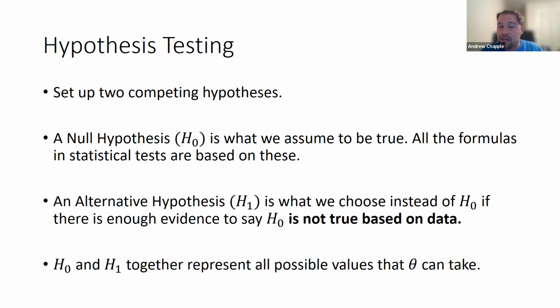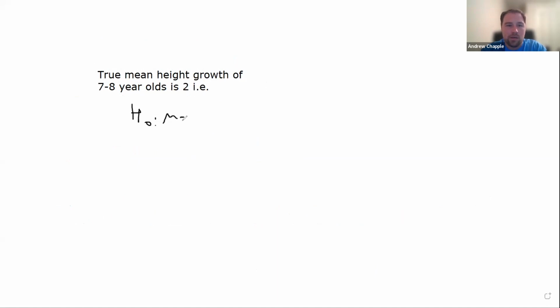H0 and H1 together represent all possible values that theta can take. So as an example, maybe I assume that the true mean height growth of 7 to 8 year olds is 2. Okay, that's my null, i.e. H naught: mu equals 2. And maybe we also assume in terms of our alternative hypothesis, let's say null, alternative.